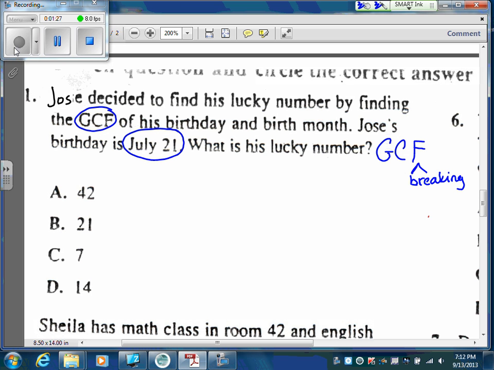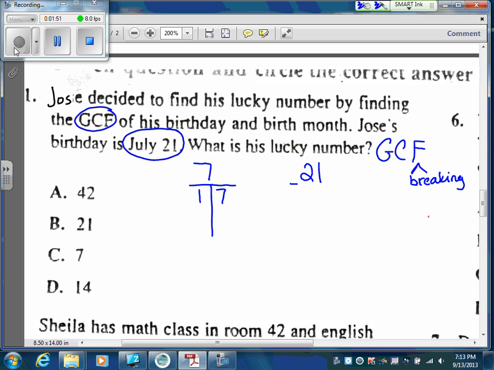So July, January, February, March, April, May, June, July. July is the 7th month. And then his birthday is the 21st. So we actually have two numbers that we can find factors for. Now 7 we know is a prime number. So all the factors for 7 are 1 and 7.